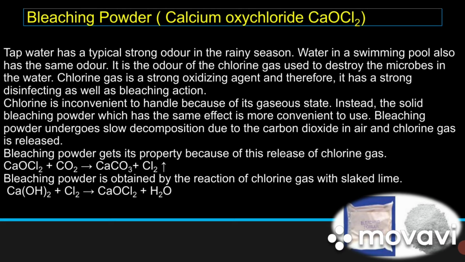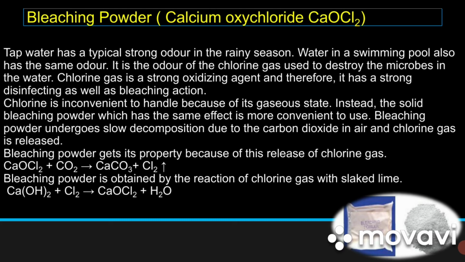Instead, the solid bleaching powder, which has the same effect, is more convenient to use. Bleaching powder undergoes slow decomposition due to the carbon dioxide in air and chlorine gas is released. Bleaching powder gets its property because of this release of chlorine gas. CaOCl2 plus CO2 gives CaCO3 plus Cl2, where CaCO3 is calcium carbonate.